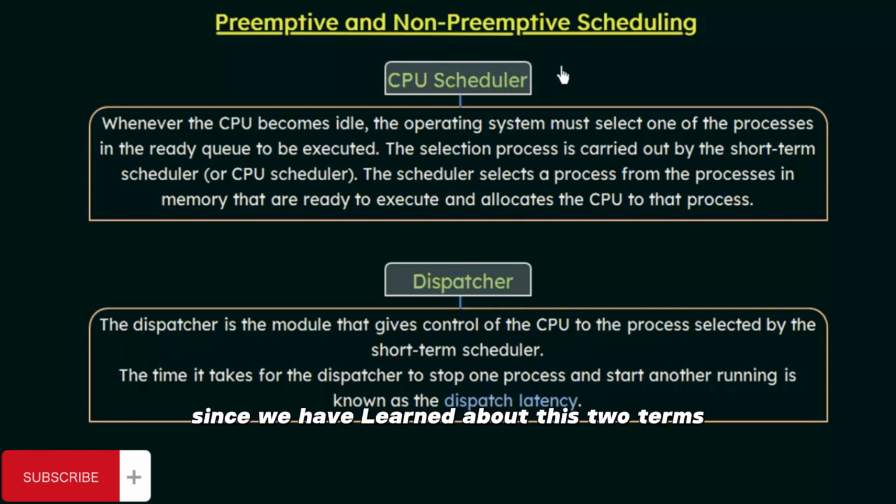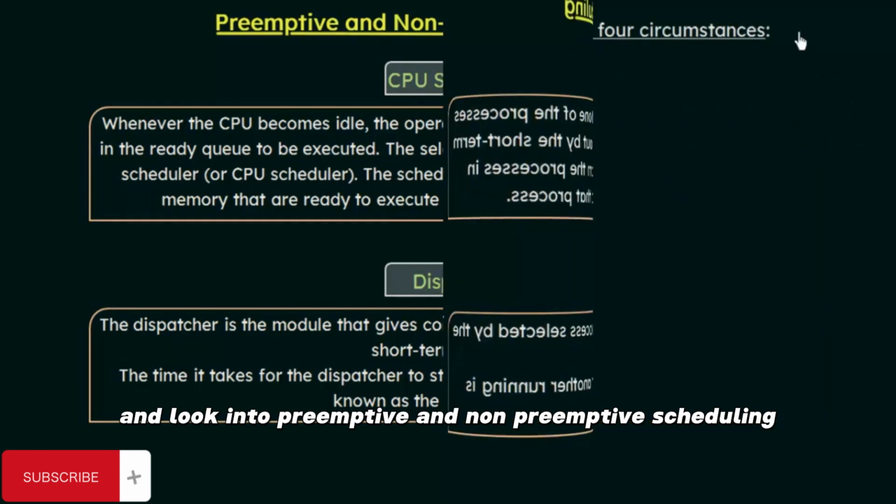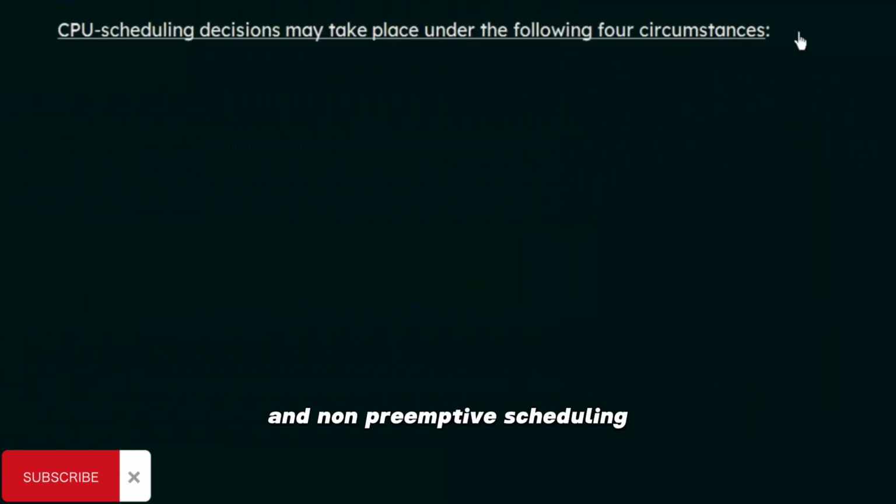All right, now, since we have learned about these two terms, CPU scheduler and dispatcher, now let us go ahead and look into preemptive and non-preemptive scheduling. So in order to understand preemptive and non-preemptive scheduling, we need to know that CPU scheduling decisions may take place under the following four circumstances. So we will see what are the circumstances, and we will see what we mean by these CPU scheduling decisions that we are talking about. So let us see what are the four circumstances that we have, and let us see how the CPU scheduling takes place in these four circumstances. And from that, let us see how we can understand the concept of preemptive and non-preemptive scheduling.